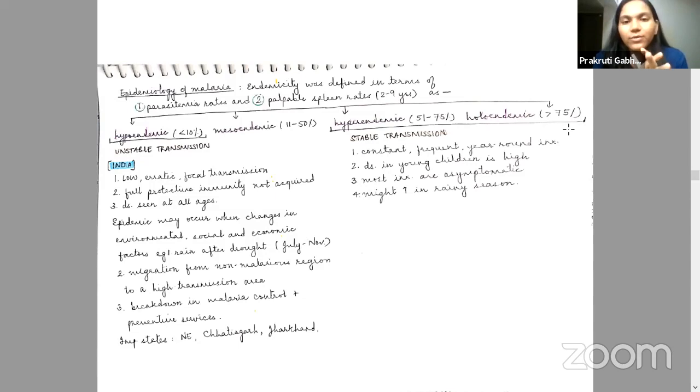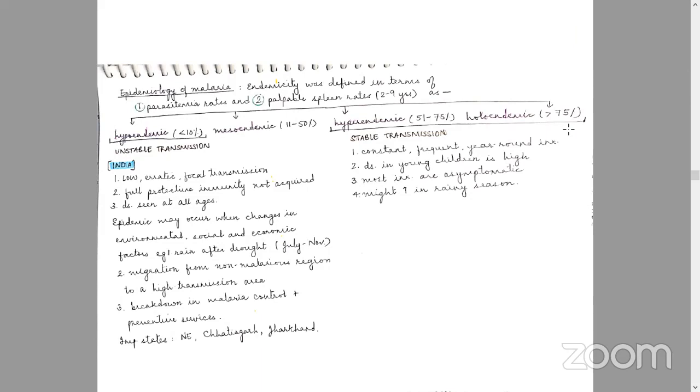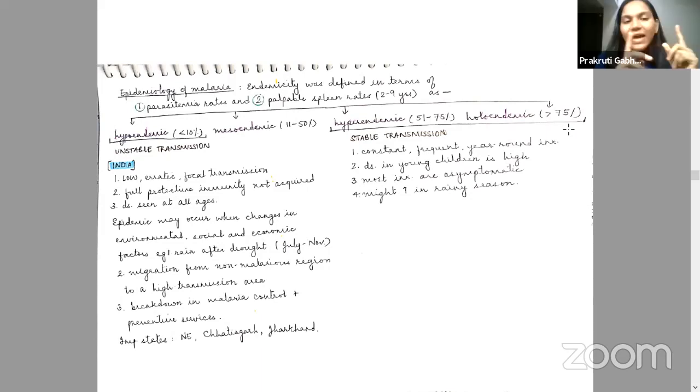Depending on whatever information is gathered, if the endemicity is less than 10%, 11 to 50%, 51 to 75%, or more than 75%, you divide any area into hypoendemic, mesoendemic, hyperendemic, or holoendemic. So areas which are hypoendemic, or which have less than 10% transmission, are called areas of unstable transmission, where there is low, erratic, and local transmission. It's not throughout the year. And hence, because the infection is not that common, full protective immunity is not acquired, and the disease is seen at all ages.